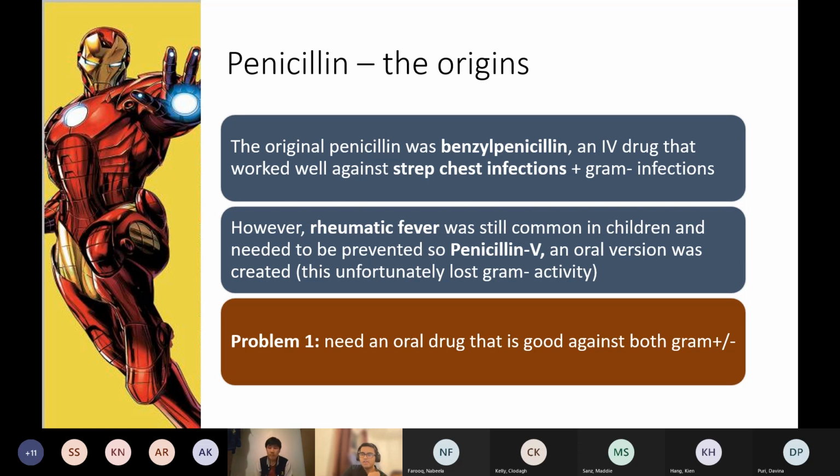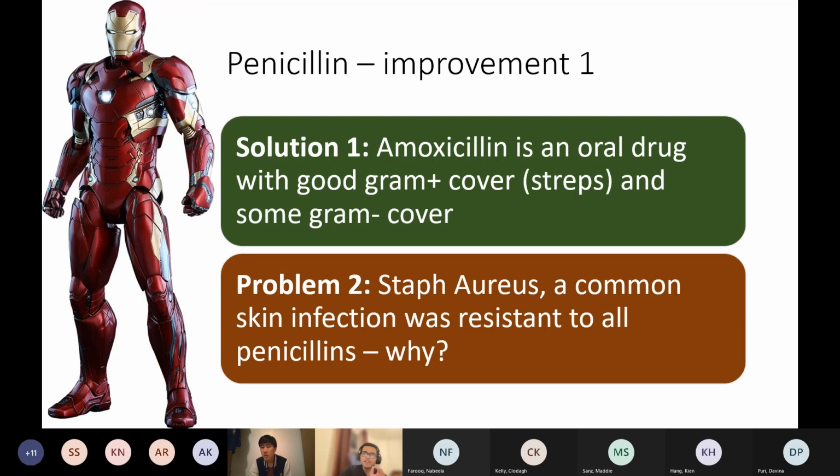What modern-day antibiotic do we use today for almost all infections? If you go to the GP with like an ear infection, they'll give you this, which covers both gram-positive and gram-negative. What's like the commonest antibiotic you've seen? Amoxicillin, and that was the solution. So amoxicillin, oral drug, good gram-positive cover against streps and some gram-negative cover.